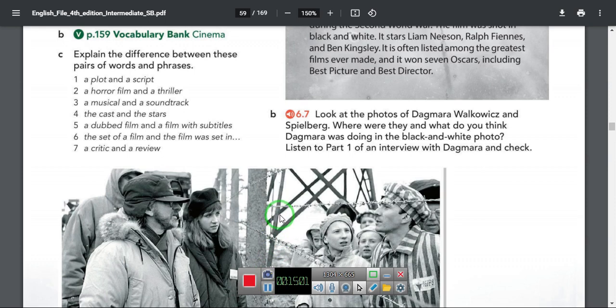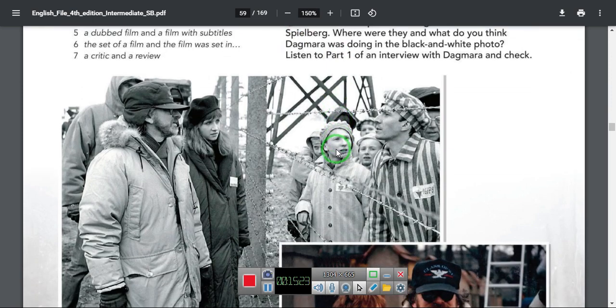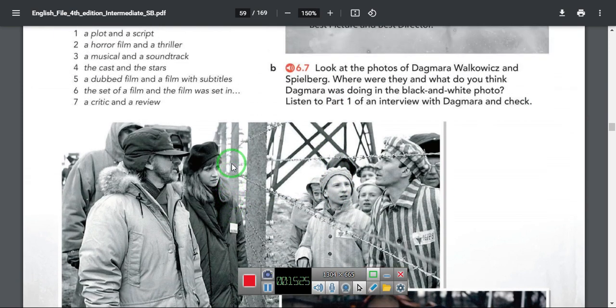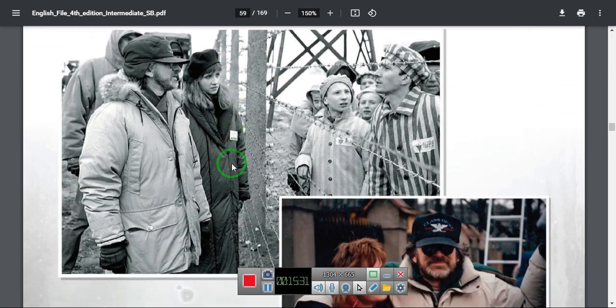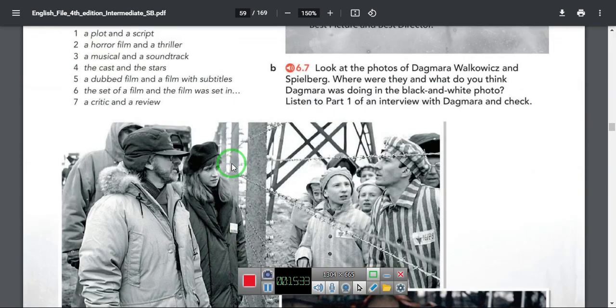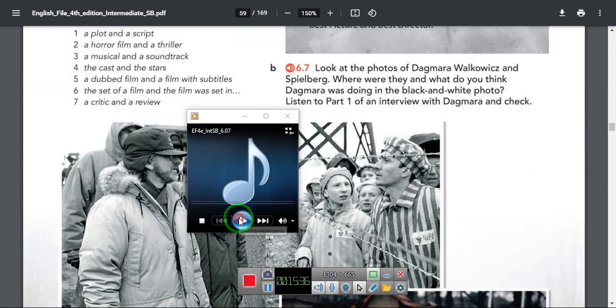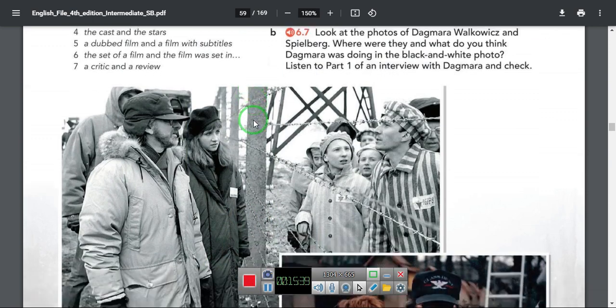Now look at the photos of Dagmara Volkovich and Spielberg. Where were they and what do you think Dagmara was doing in the black and white photo? Listen to part 1 of an interview with Dagmara and Jack. Ваше предположение, вот фотография Дагмары Волкович и Спилберга. Как вы думаете, что они тут делают? А теперь послушаем и узнаем ответ. 6.7. Part 1.